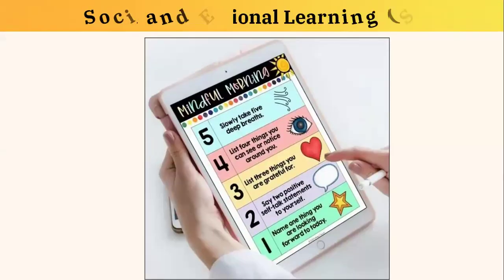Now, this is how you can practice mindfulness with your students. That is, you can see the strategies. Name one thing you are looking forward to today. Number two is say two positive self-talk statements to yourself. Number three is list three things you are grateful for. Number four, list four things you can see or notice around you. Number five, slowly take 5 deep breaths.